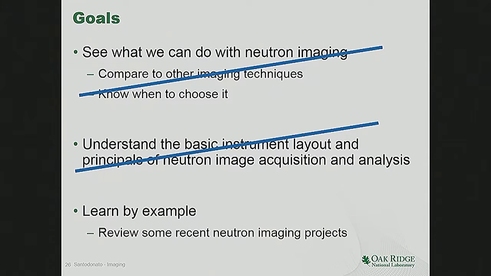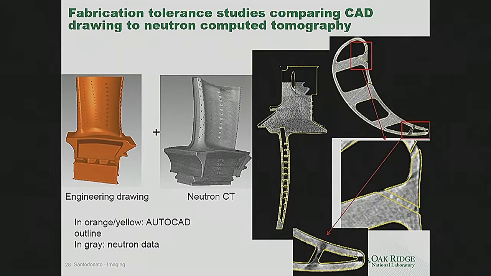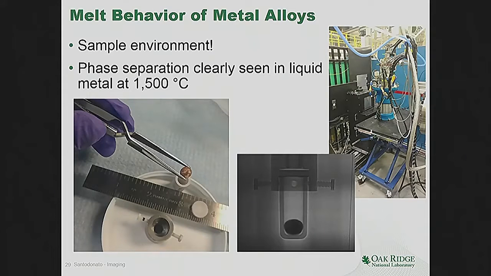Okay, so the final part, examples. We do have a wide range of science that goes on. That's one of the nice things about working on this beamline. And then additive manufacturing, energy storage, plant systems, you name it. So hopefully I'll give a good flavor. We already looked at the turbine blade. I'll skip over that. What we're doing right now, actually, during the neutron school, is a high temperature experiment.